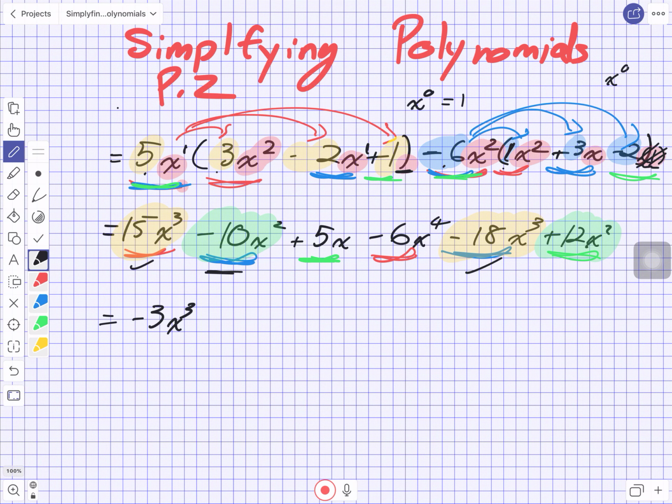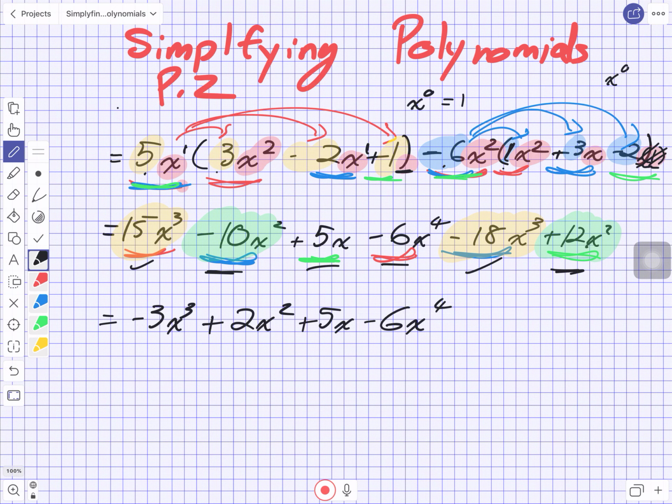So you've checked that pair off. Let's look at our other pair. Negative 10 and positive 12. If we combine those two, it's 2x squared. Is it positive or negative 2? It's positive. Great. So that positive tells me which operation to use, right? So positive 2x squared. And then these ones, nothing changes. So I'm going to write 5x minus 6x to the power of 4.